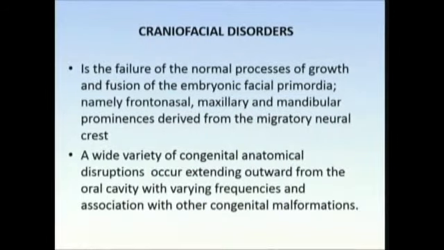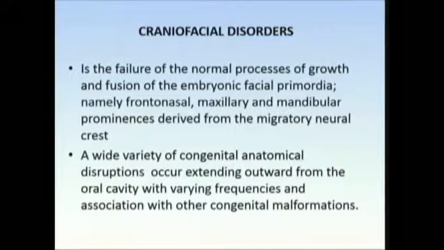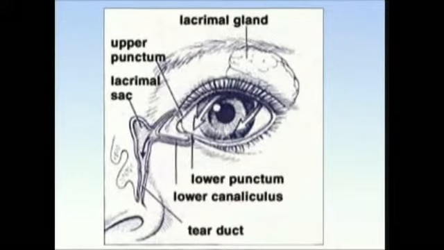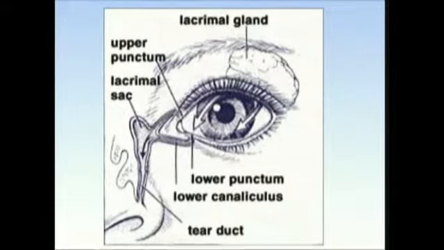Now, a wide variety of congenital and anatomical disruptions occur extending outward from the oral cavity with varying frequencies and association with other congenital anomalies. This is the normal. Everybody probably knows it. We are all ophthalmologists. We have the lacrimal gland. The tears go to the punctum and the upper and lower lid, and then to the canaliculi. And it goes to the lacrimal sac. And here ends the orbit. Then we start the nasal part of the nasolacrimal duct. This is an important point to remember. At the end of the lacrimal sac, the orbit ends. Now we talk about cheek. Now we are going to get the involvement of the clefting, and you have the abnormalities that I will speak about.